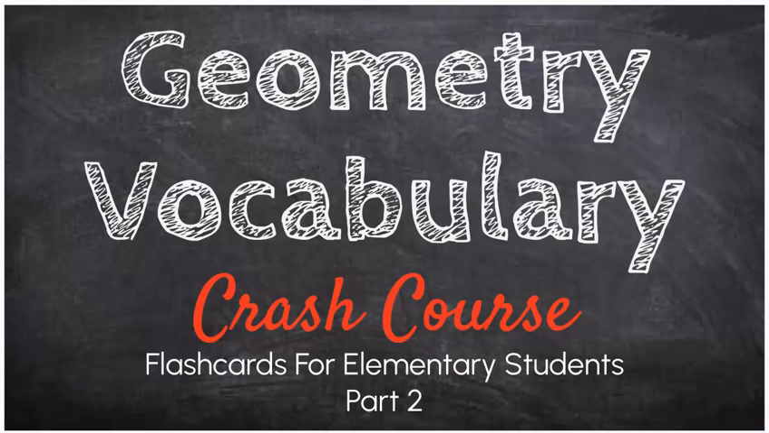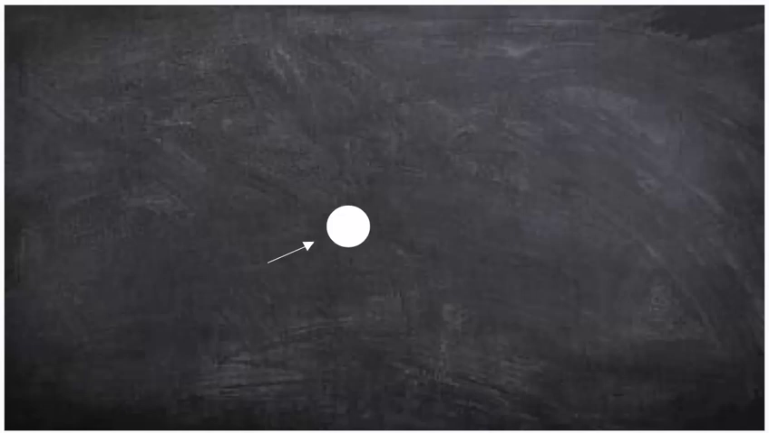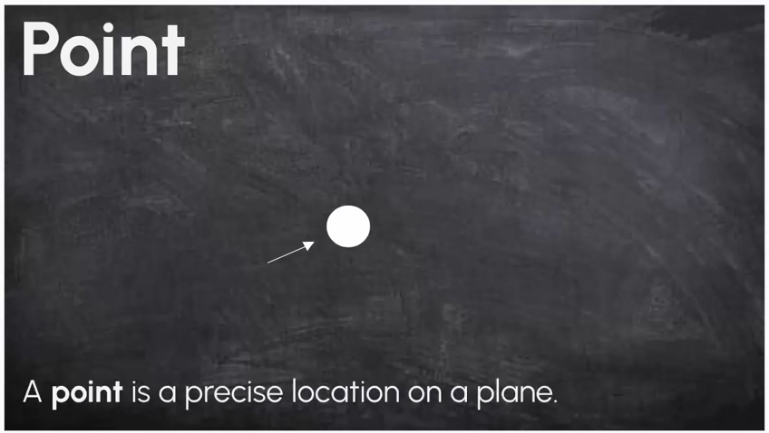Of course, when we get to some of the figures that we see in here, you'll need to look at the properties of the picture to figure out what exactly it is. With that said, let's get started. It's a point. What is a point? A point is a precise location on a plane.